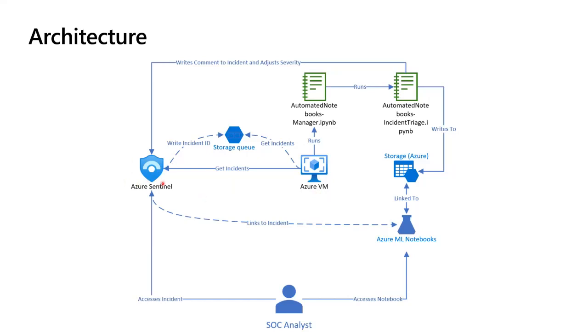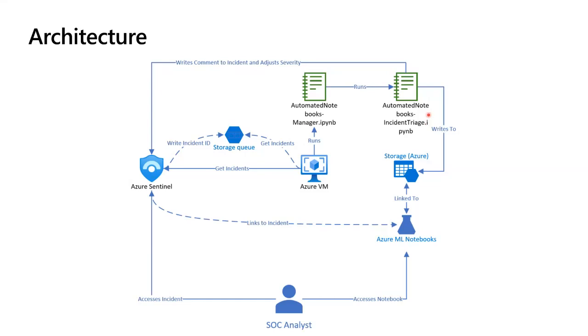So we have our Sentinel instance. An alert gets raised in there. We have a VM that is effectively our controller VM. It gets those incident details on a scheduled task, processes them up into a notebook, and then from there runs that incident triage notebook we just saw. So in this architecture diagram, we're presuming there's a single notebook, that incident triage.